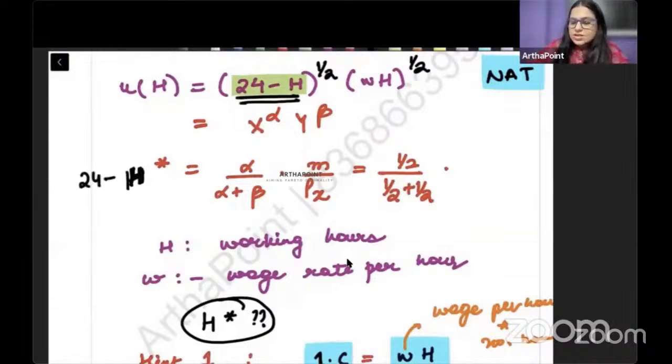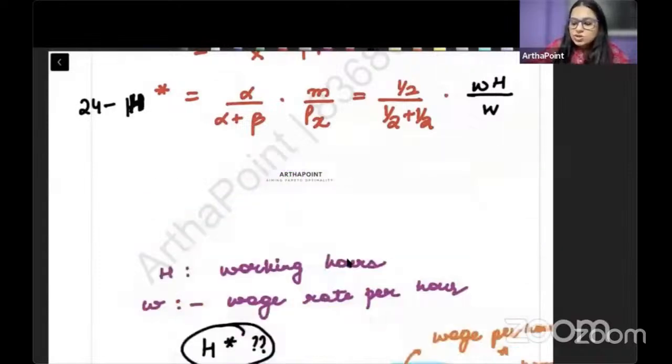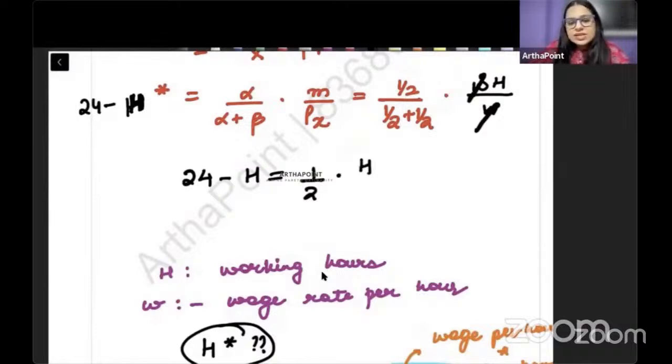So 24 minus h is equal to half upon half plus half. Income is WH. Price given to me for h is W. Price of h is W. So if I just solve using this, I will get 24 minus h is equal to half into, and I will just have h here, right? This can actually be one of the ways in which you can attempt this question. This can be the way in which you can start thinking about this question.